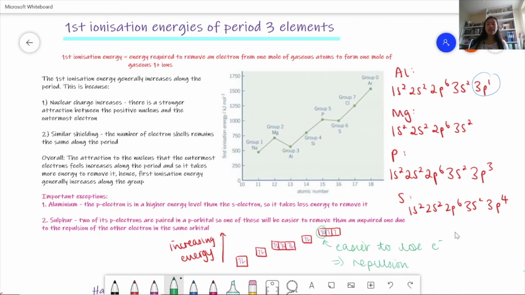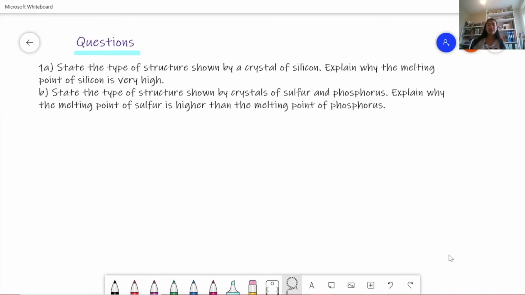And this trend that we see in period 3 elements is actually the same for period 2, so it can be applied to other periods. And this is because in the periodic table the trends carry along, so the trends repeat every period. So now we're going to look at some questions.